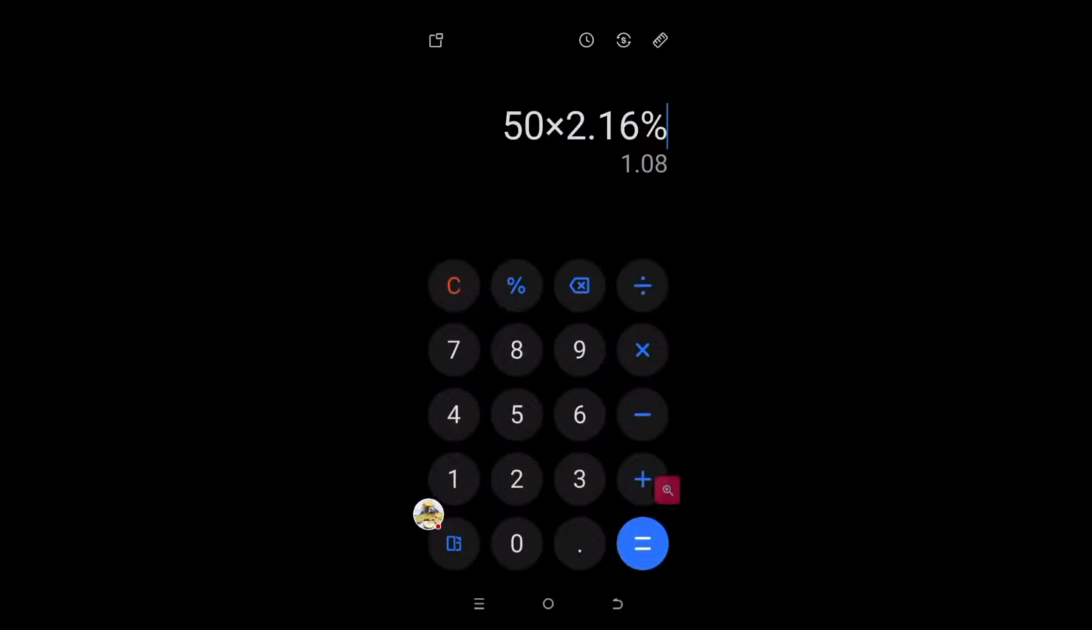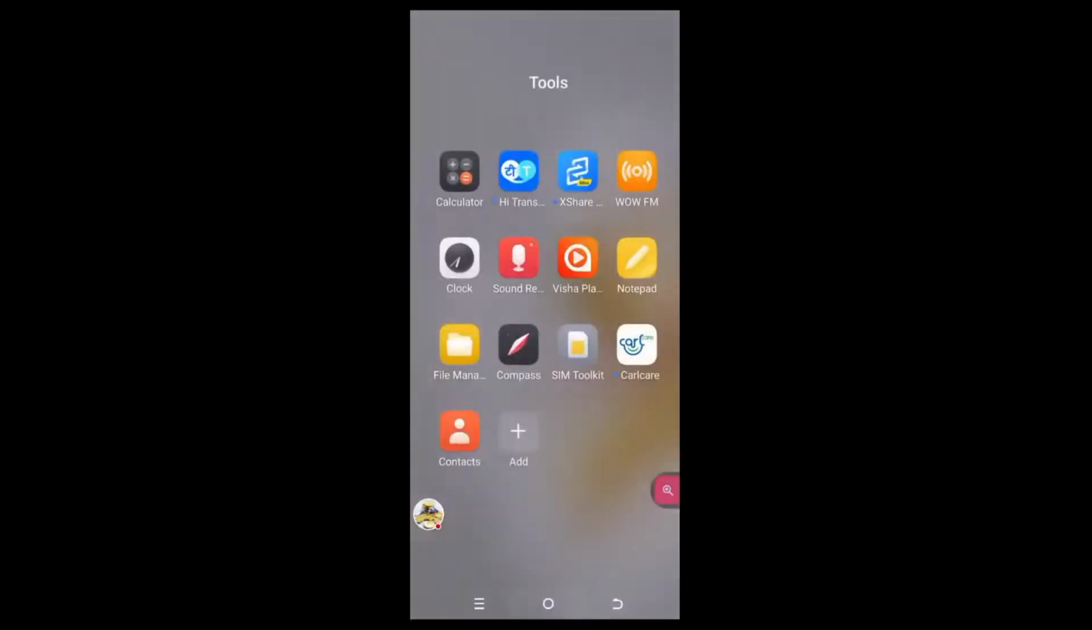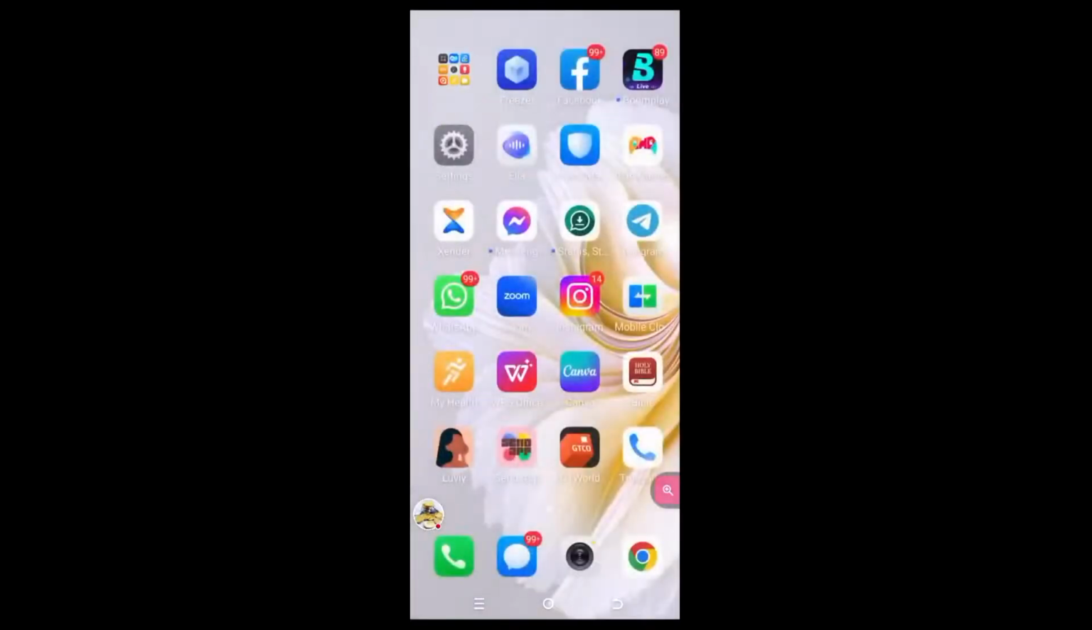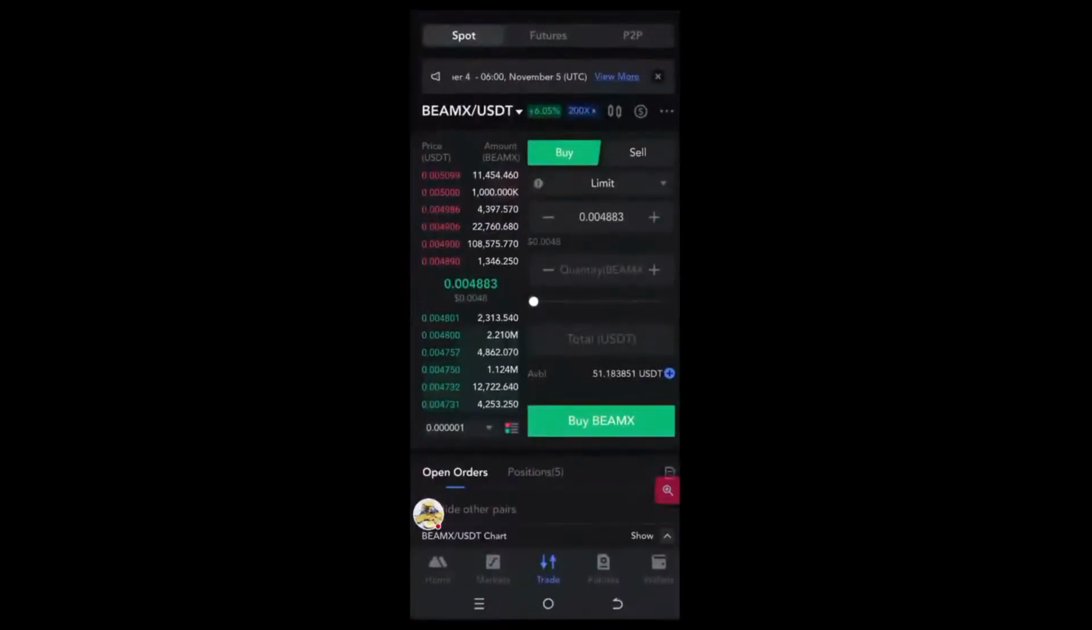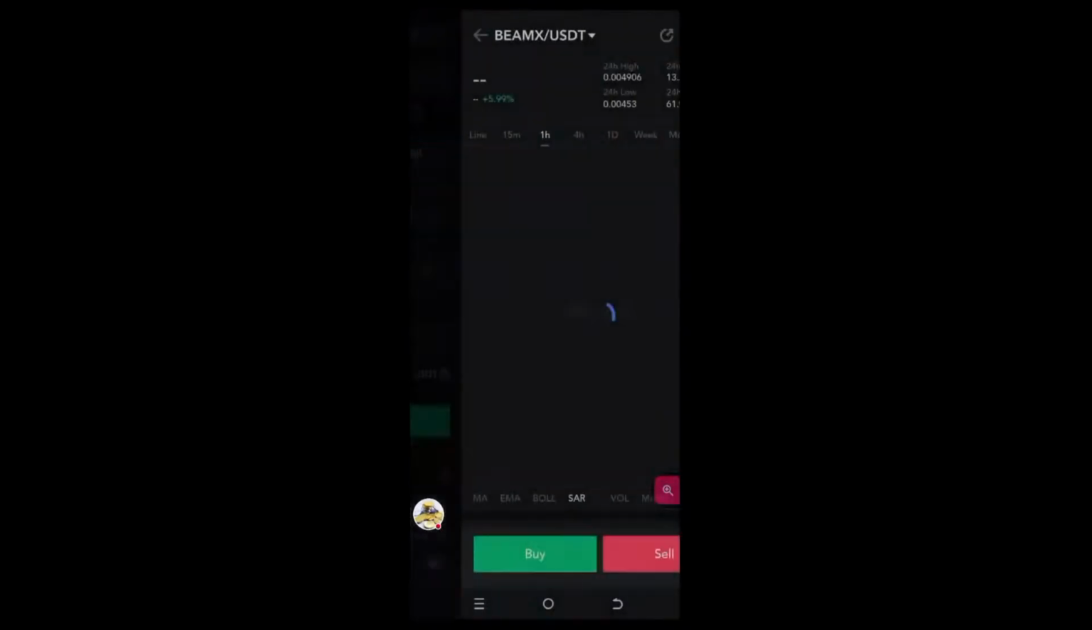So let me put 2.36. I'll just check that out. Am I correct? Yes, I'm correct. I remember it from one of the trades I did earlier. That's why I can remember. So that's 2.36% that we got from Mexi. Beautiful, beautiful, right? Let's check the charts and see what is going on there currently.